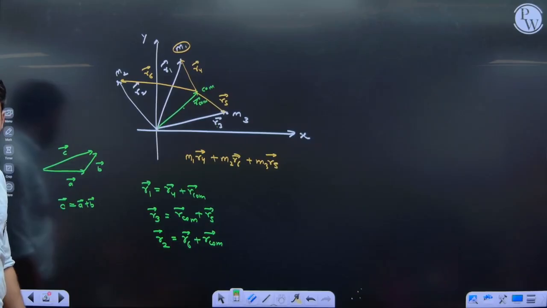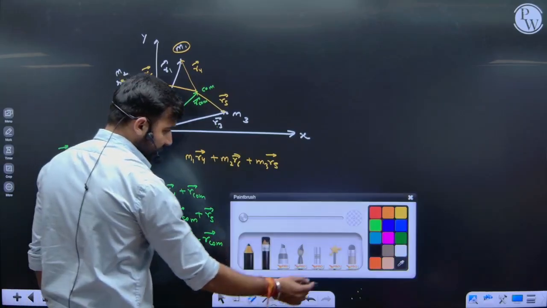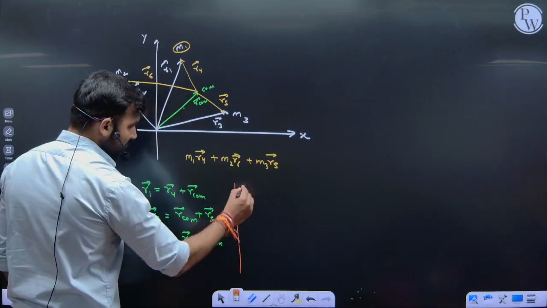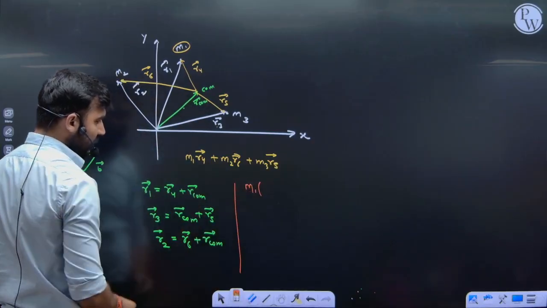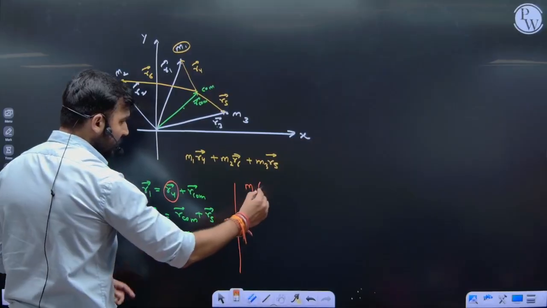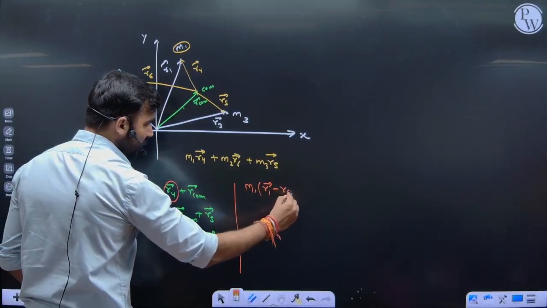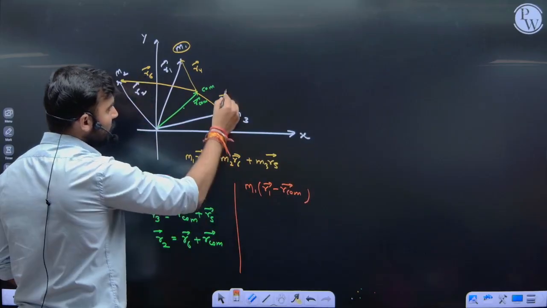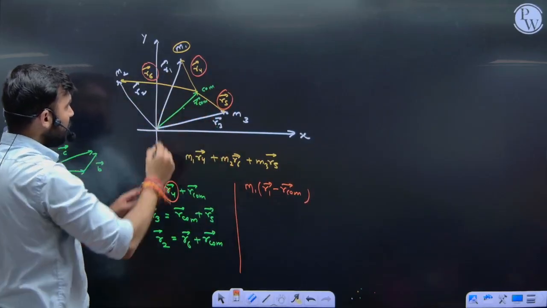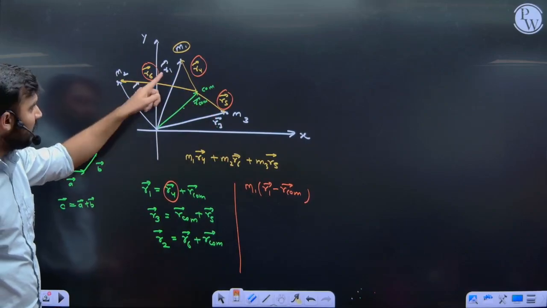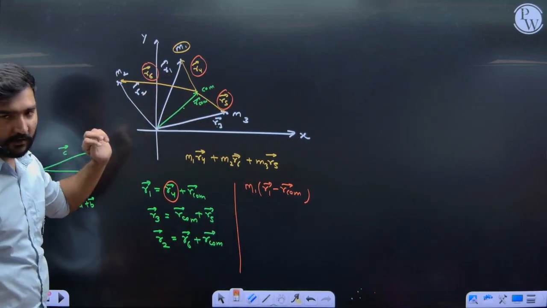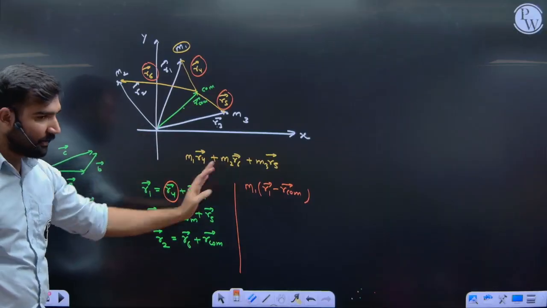Tell me the value of R4 vector in M1 R4. So can I write R1 vector minus RCOM? Sir, why are you writing this? Because we don't know R4, R5, R6. We only know R1, R2, R3, R center of mass. This is given, so I am writing in their terms.